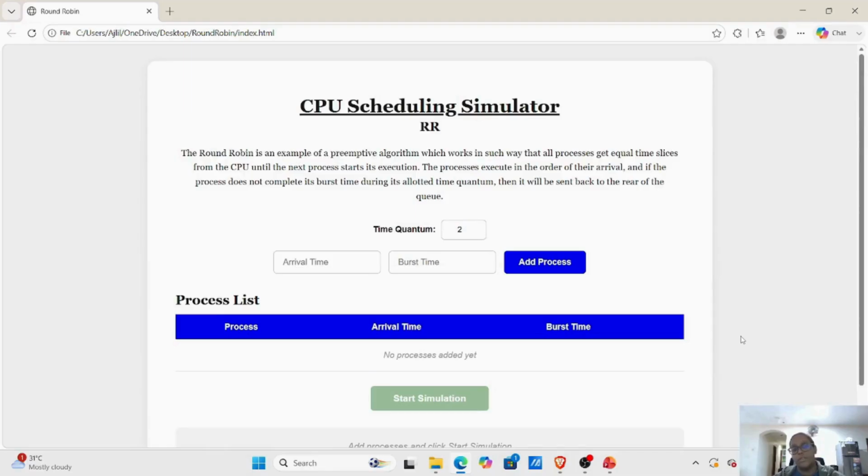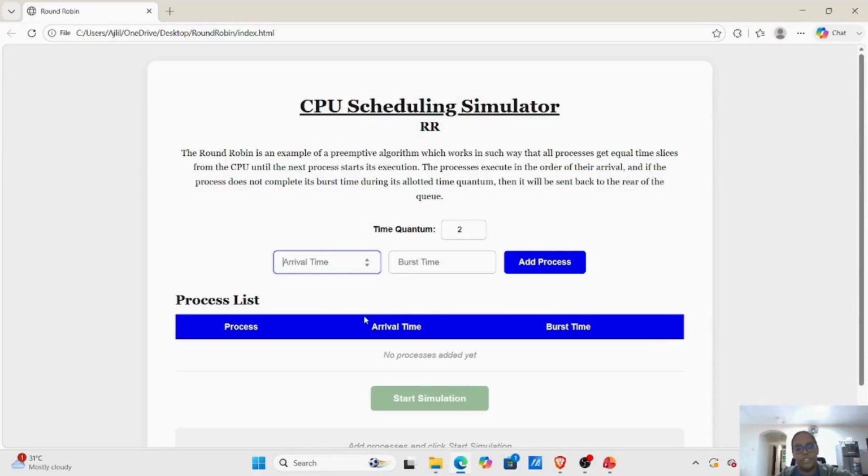Thank you. Hello everyone, my name is Abrar and today I'll be presenting my part of the CPU scheduling simulator, specifically the round robin preemptive algorithm. It works so that all the processes get equal time slices from the CPU until the next process starts its execution. The processes execute in order of their arrival, and if a process does not complete its burst time during the allocated time, it is sent back to the rear of the queue.